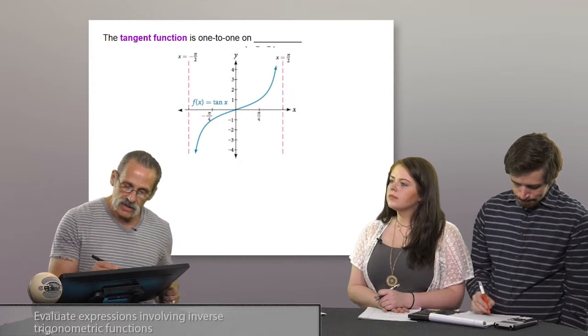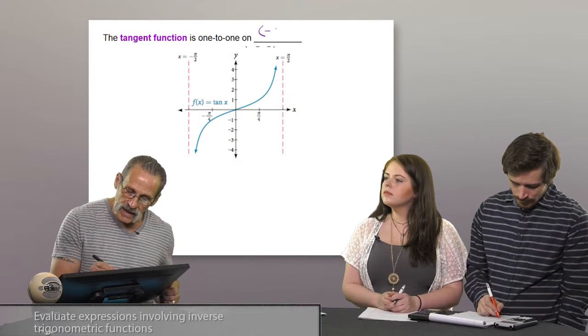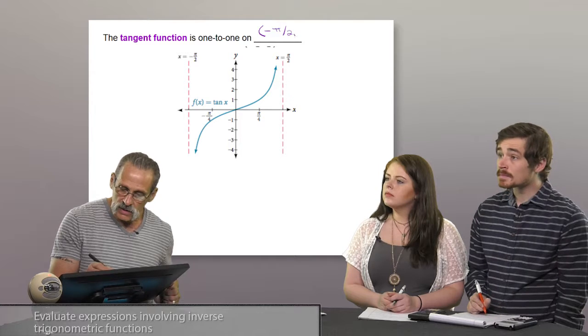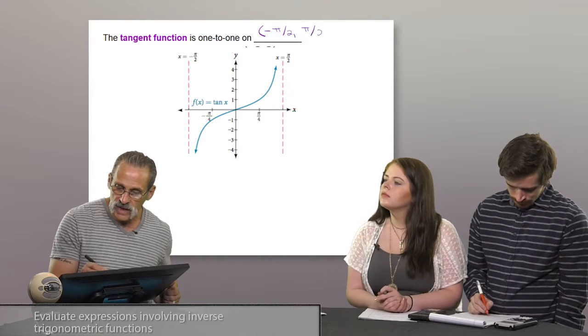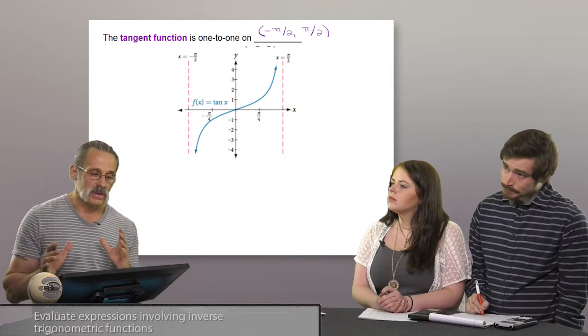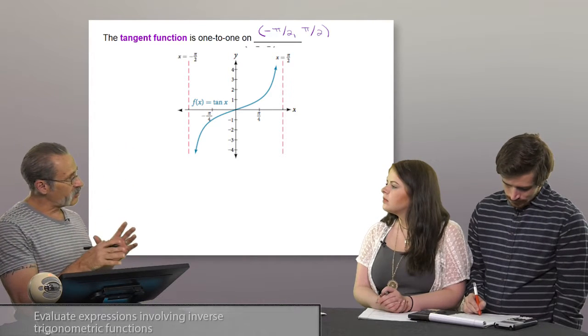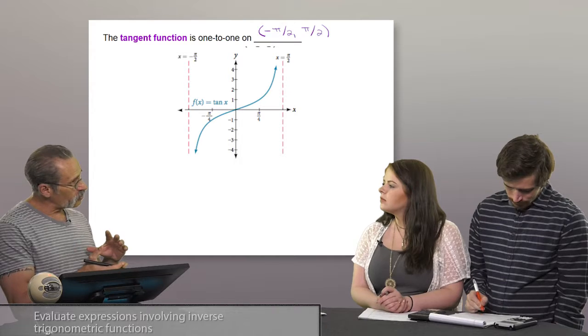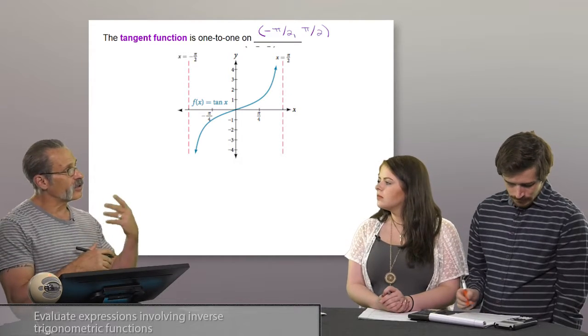And for tangent, if we restrict the domain from negative pi over 2 to pi over 2, being very careful not to include the endpoints, we'll capture all the outputs for tangent. And again, my restricted domain for tangent, negative pi over 2 to pi over 2, is going to be the range for the arctangent.